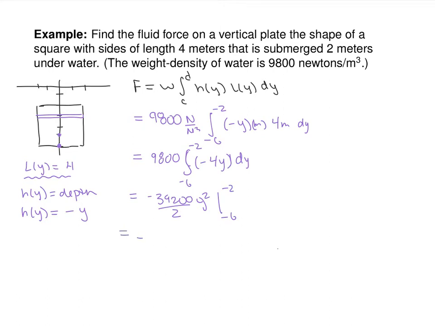or -19,600 times 4 minus 36, or 627,200. And let's think what the units would be here. Well, that coefficient was units newtons per cubic meter. The integral would be cubic meters, so this is going to be back into newtons.